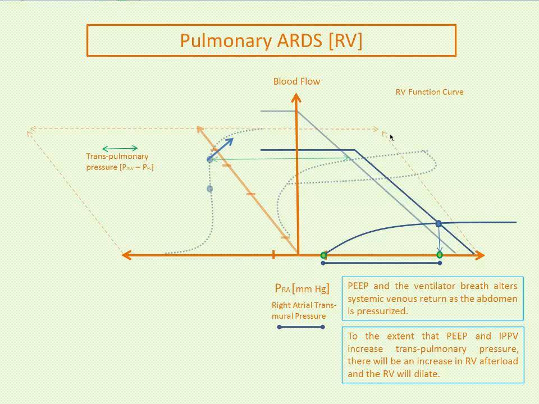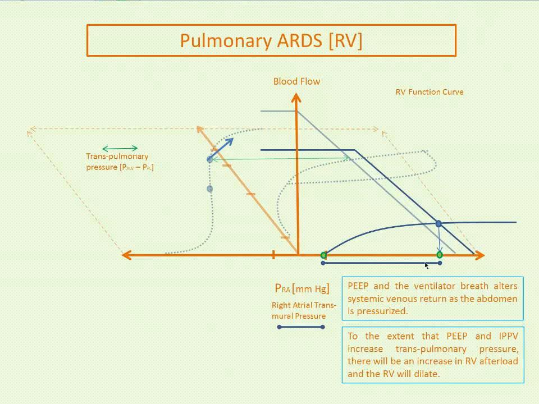I haven't graphed it here. Your transpulmonary pressure would get quite high with that transient breath. It would afterload the RV. It would shift the RV cardiac function curve down and to the right even more, increase your transmural pressure, and you can see the increase in the transmural pressure means that the RV is distending.